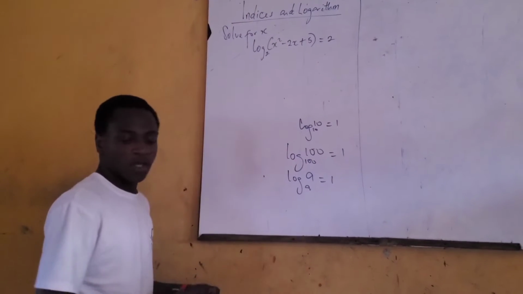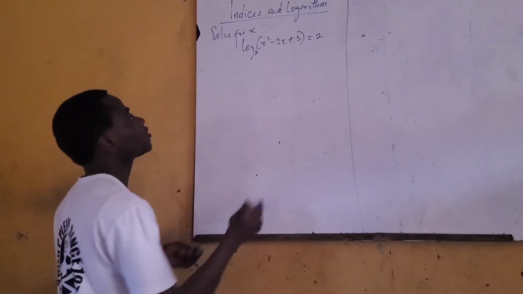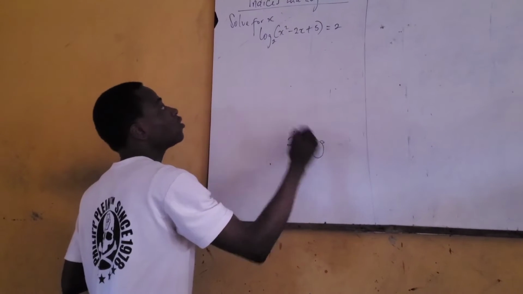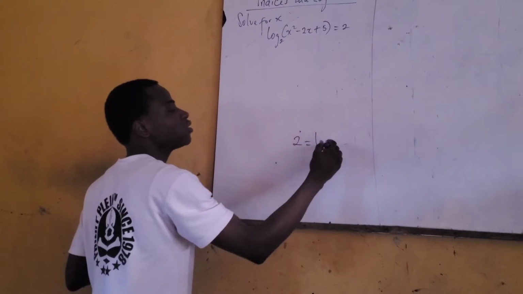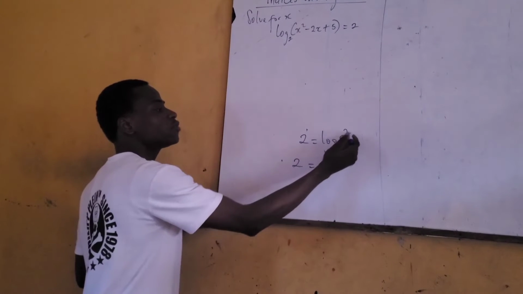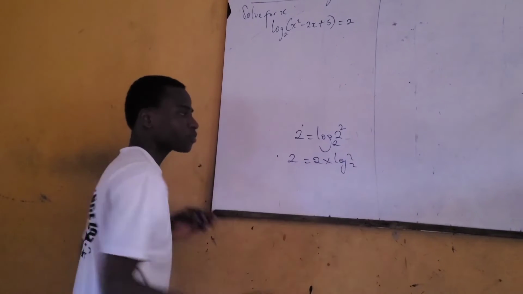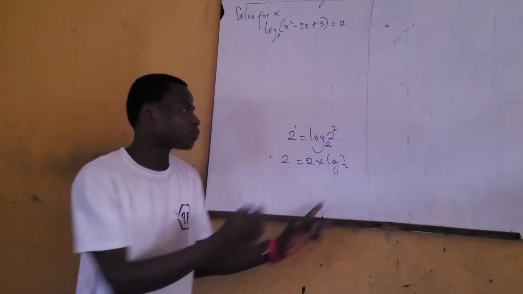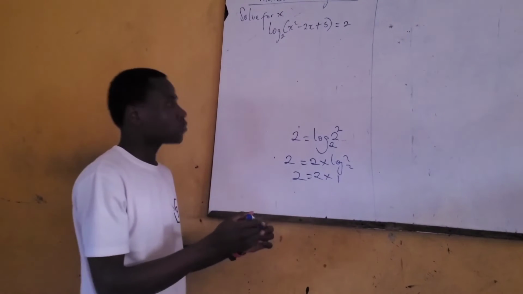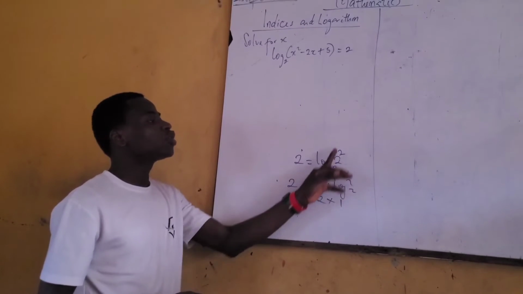And also log 10 base 10 equals what? 1. So from this point, I can take log on both sides by saying that our 2 here can also be written as log 2 base 2 raised to power 2. If this 2 comes to the side, it becomes 2 times log 2 base 2. And log 2 base 2 implies 1, so it is 2 times 1, which gives us 2. So my 2 equals log 2 base 2 raised to power 2.